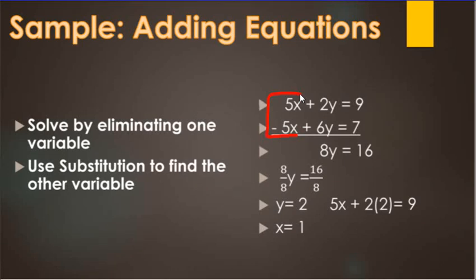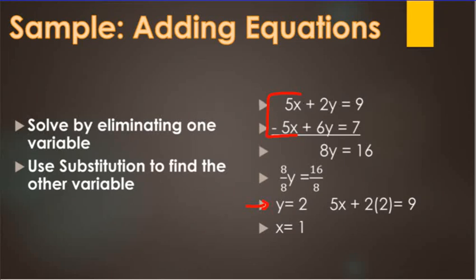So you only have one variable left. And then you add straight down. So 5x plus a negative 5x is 0. 2y plus 6y is 8y. 9 plus 7 is 16. To solve for y, you divide by 8 on both sides. Y would give you 2.